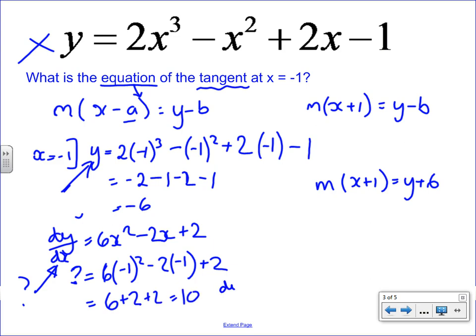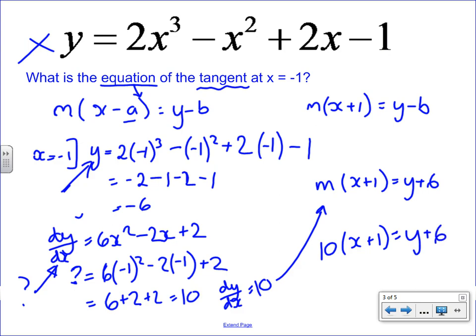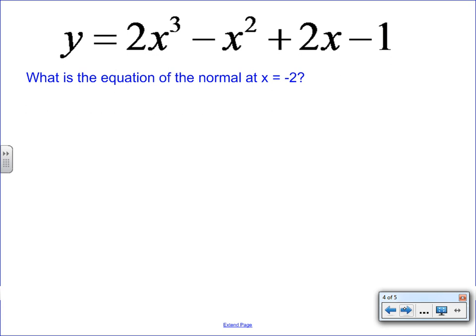So that's dy by dx, which is the gradient, is 10, and then that goes in there, and we get 10 x plus 1, y plus 6. And then if you want it in a particular form, then fine, rearrange it. If not, that's fine. Great, try this one.